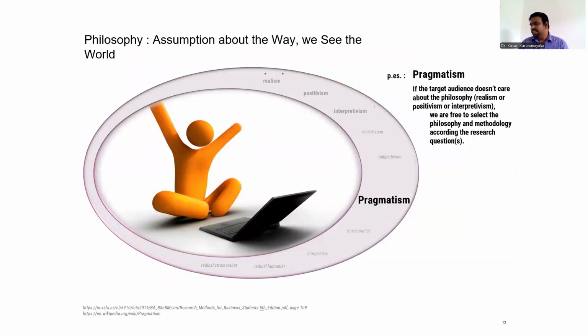So in pragmatism, we are free to select the philosophy and methodology according to our research questions. Generally, graduate students and fourth year students, you know that you can have more than one research question in your research, right? Certain research questions you will use quantitative methods, and certain research questions you will use qualitative methods. Then you are doing a pragmatism based research.